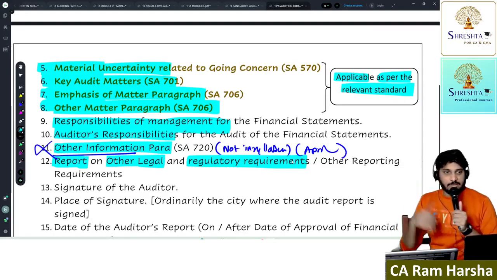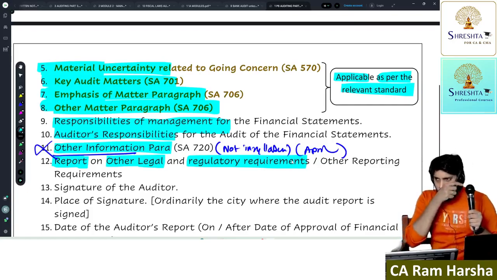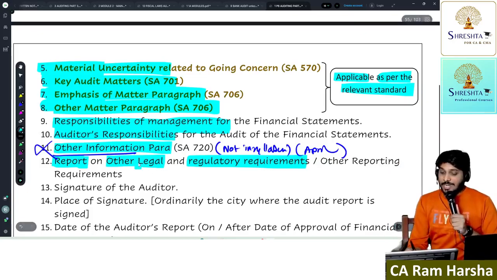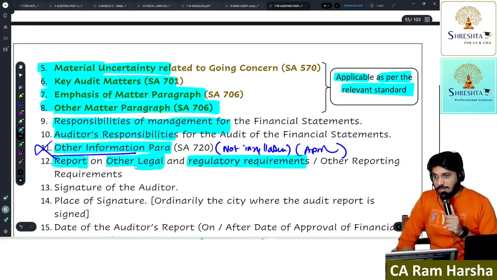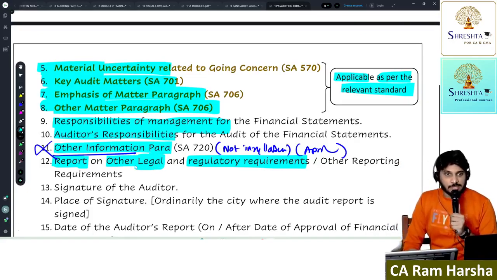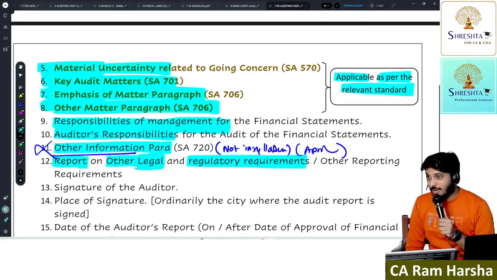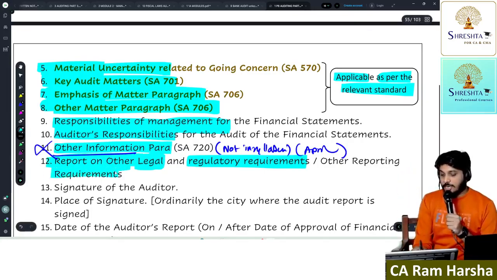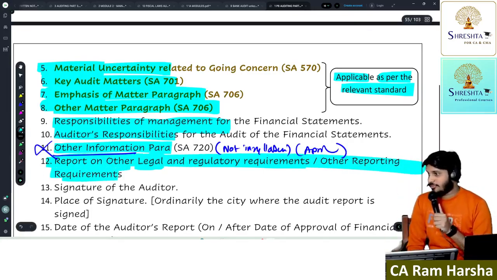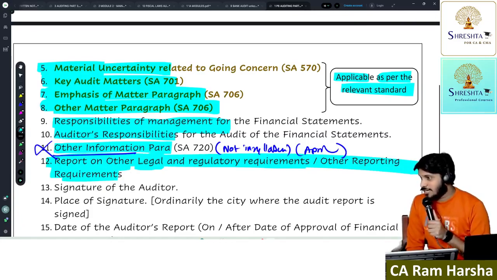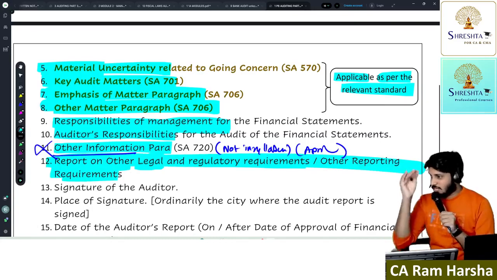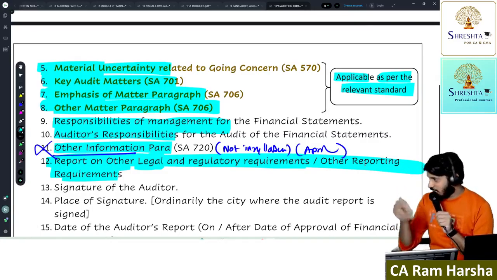Likewise, if RBI has given an instruction, then we will report. Companies Act. Legal requirement means what? Companies Act. The Companies Act gave us some requirements that we should report. Section 143 sub-section 11, CARO 2020. All 21 clauses should be reported in the audit report under which paragraph? This paragraph. Able to understand? CARO is not a different topic. CARO is what? Part of the audit report. It is part of the audit report.